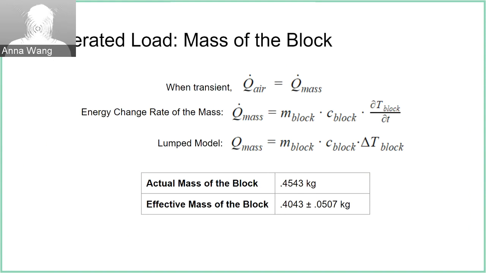The calculated mass of the block is lower than expected because the specific heat might not be accurate for our material, since the actual aluminum block may have impurities. The lumped model may also not be an appropriate assumption for evaluating the block in the transient response.